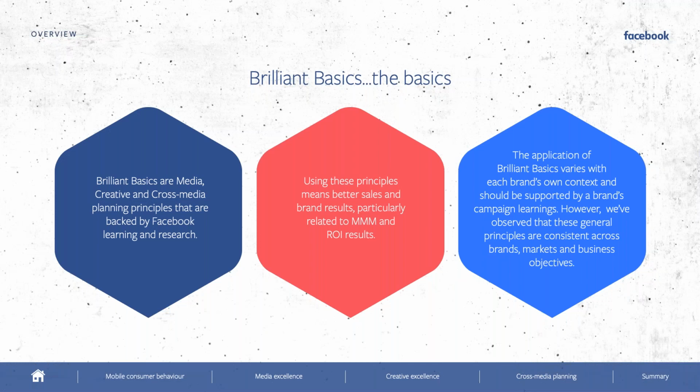Brilliant Basics are media, creative, and cross-media planning principles that are backed by Facebook learning and research. Using these principles tends to mean better sales and brand results, particularly related to marketing mix modeling and ROI results. The application of Brilliant Basics varies with each brand's own context and should be supported by a brand's campaign learnings. It's also important that you always start with a measurable business objective in mind. However, we observe that these general principles are consistent across brands, markets, and business objectives, and they are a good starting point for how you think about advertising on Facebook and Instagram.